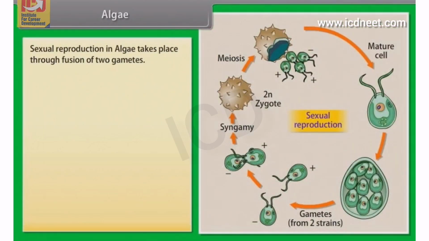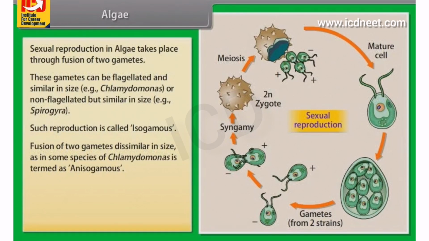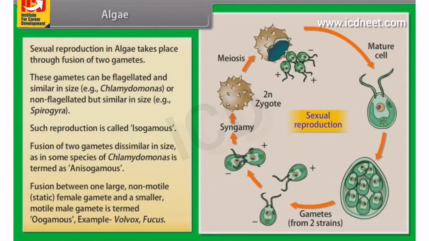Sexual reproduction in algae takes place through fusion of two gametes. These gametes can be flagellated and similar in size, example, Chlamydomonas, or non-flagellated but similar in size, example, Spirogyra. Such reproduction is called isogamous. Fusion of two gametes dissimilar in size, as in some species of Chlamydomonas, is termed anisogamous. Fusion between one large, non-motile, static female gamete and a smaller, motile male gamete is termed oogamous. Example, Volvox, Fucus.